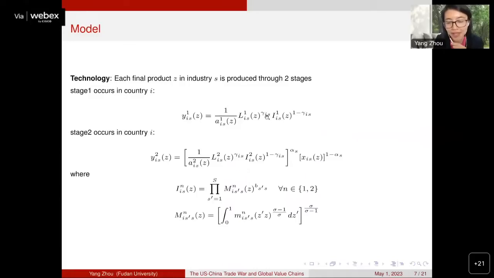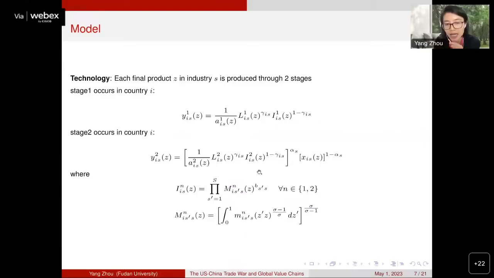And the gamma here is a labor share in stage 1. As for stage 2, it's going to rely on several things. Stage 2 will also need a labor input, which is the L_IS2 here, and the composite goods, in a similar format as the utility function, and the composite intermediate goods from stage 1. So the labor share is still gamma, and this is the unit factor requirement.